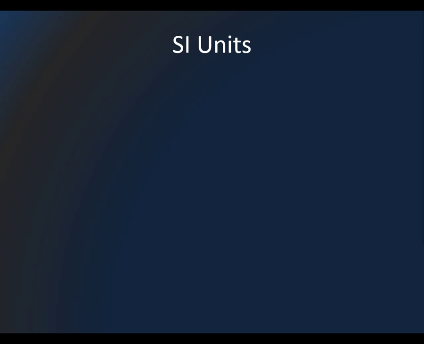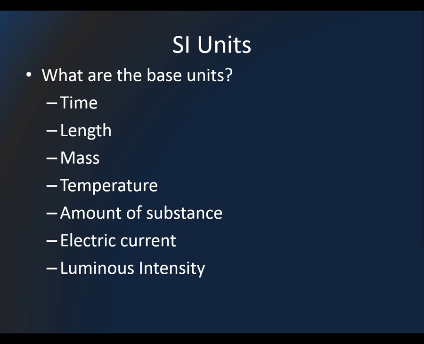And in the SI system, we have what are referred to as base units: time, length, mass, temperature, amount of substance, electric current, and luminous intensity or brightness. All other units come from these units. In your head, you're probably thinking of 100 other different things that we may use, but we start from here.